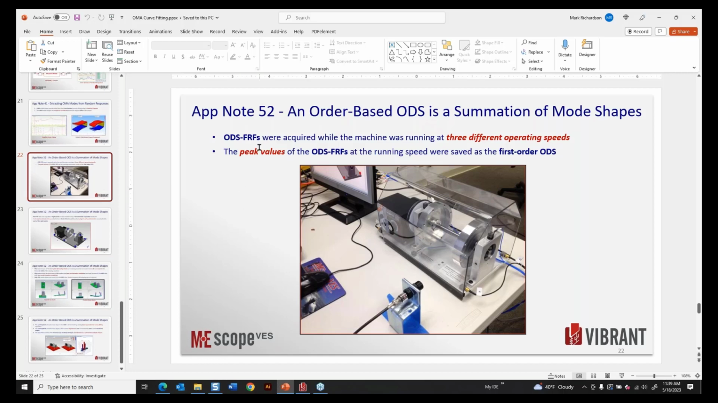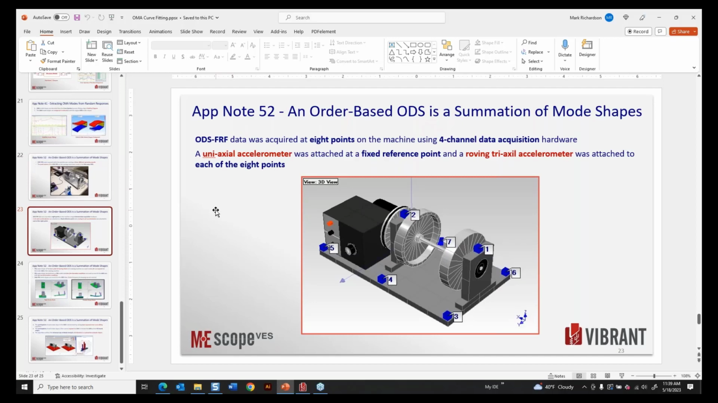So what we're going to do is run it at 3 different speeds, and then we've already saved the 3 ODSs into a shape table, and we're going to curve fit each of those with a set of mode shapes. All right, well, the ODS-FRF data was acquired at 8 points. You can see the points are numbered.